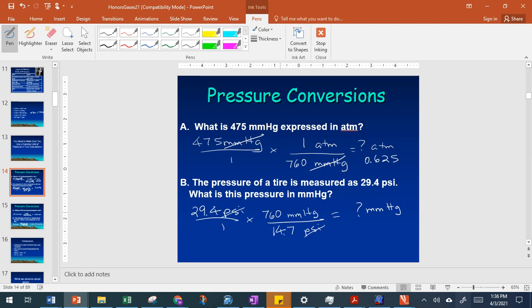Okay, so if we do 29.4 times 760 and divide that by 14.7, that gives us 1,520 millimeters of mercury. Okay, so that's how we would convert from PSI to millimeters of mercury. The important thing is, if you're not given the same unit of pressure in a problem where you're going from one pressure unit to another, in order to work the problem, you're going to have to convert them each into the same unit of pressure.